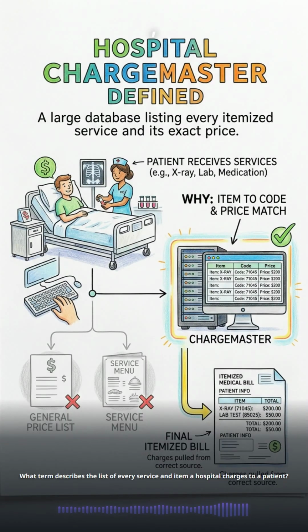50. What term describes the list of every service and item a hospital charges to a patient? The chargemaster is a large electronic database that lists the price for every single hospital service. It automatically adds the correct fee to the patient account when nurses scan supplies or medicines.